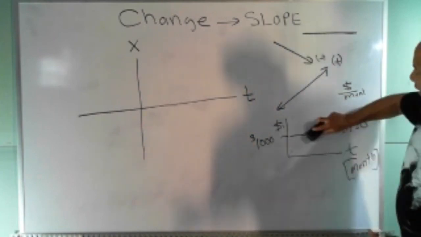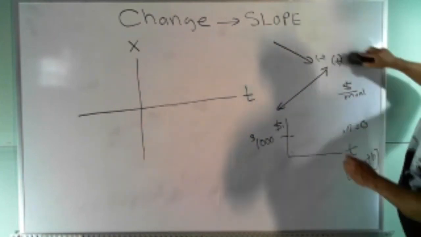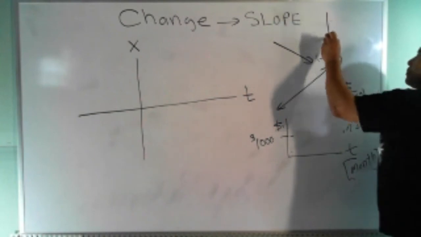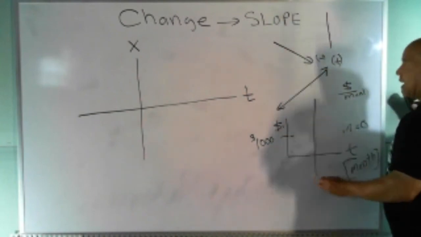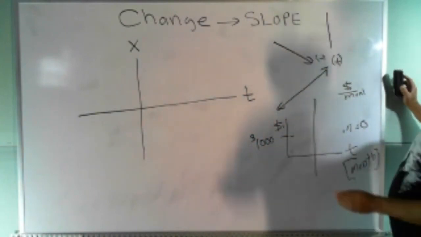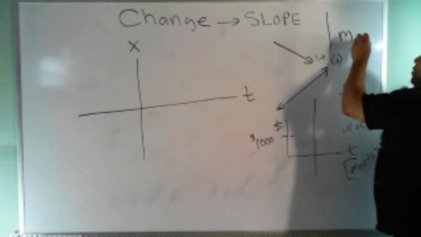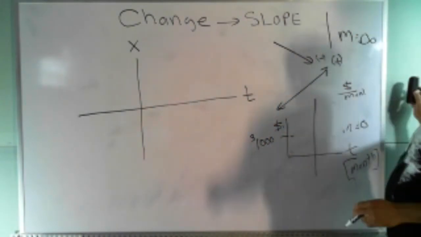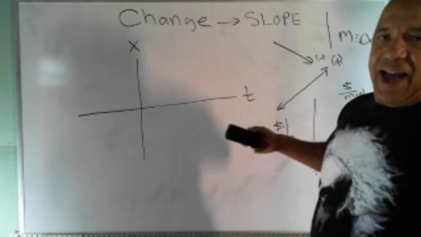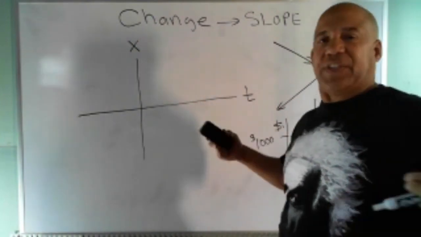And then the other thing I can have is I can have a slope like this, where I have a line like that, and we say that that slope is undefined, and we show that by showing infinity. So slope tells us how fast or how slow something changes.